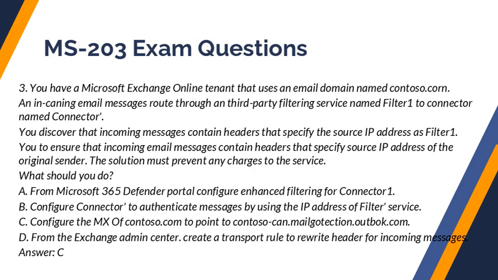What should you do? A. From the Microsoft 365 Defender portal, configure enhanced filtering for Connector1. B. Configure Connector1 to authenticate messages by using the IP address of the filter service. C. Configure the MX of Contoso.com to point to contoso-com.maildetection.outbox.com. D. From the Exchange Admin Center, create a transport rule to rewrite the header for incoming messages. Answer: C.